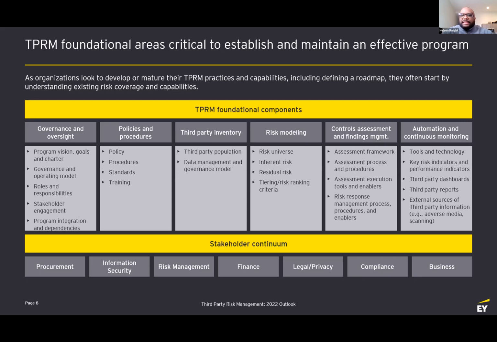At the bottom here, you can see the stakeholder continuum. Third-party risk management is always going to involve a lot of different key stakeholders: procurement, information security, finance, and legal. It's not going to be completely owned by one business unit that does everything. There's always going to be collaboration between the different risk functional groups to have a holistic TPRM program. And then the last piece here is the business. The business is always going to be the first line of defense. They're the ones that own the relationship with the vendor. So making sure that they're included in this process is a very key step to making sure that your third-party risk management program is successful.